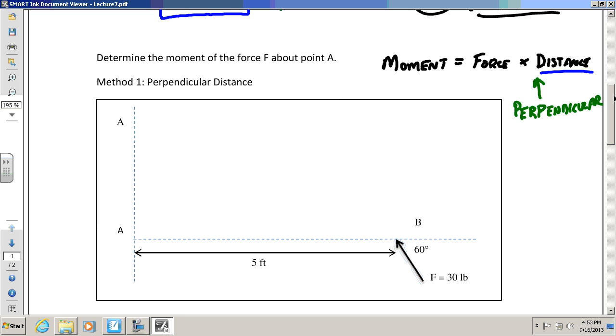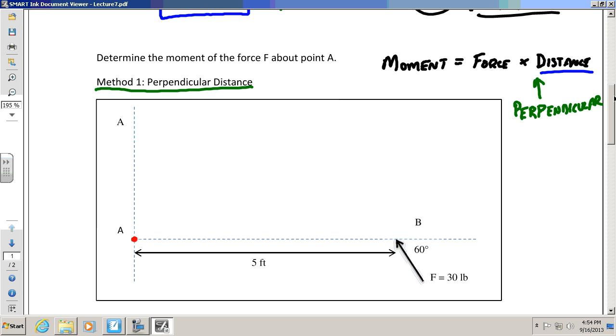Okay, so how do you find the perpendicular distance? That's what our method 1 says. So how do we do the moment about A? Remember, the A is this point right here. Make sure we're all clear. That's that point there. That's A. So how do I get the moment about A? Well, one method is to draw out the vector, the force vector, and determine the perpendicular distance.